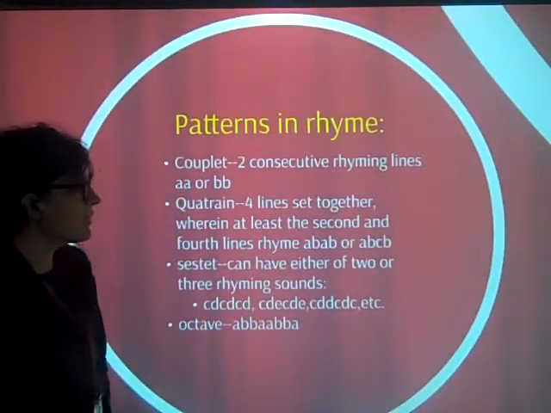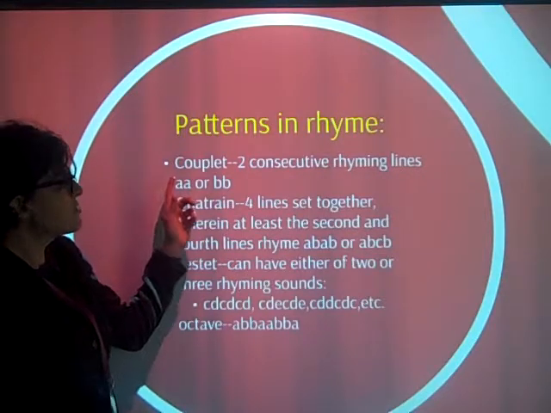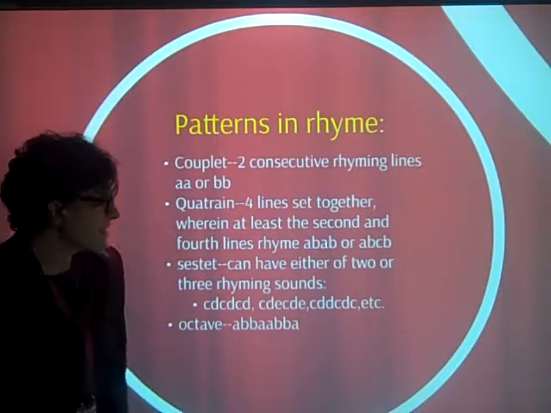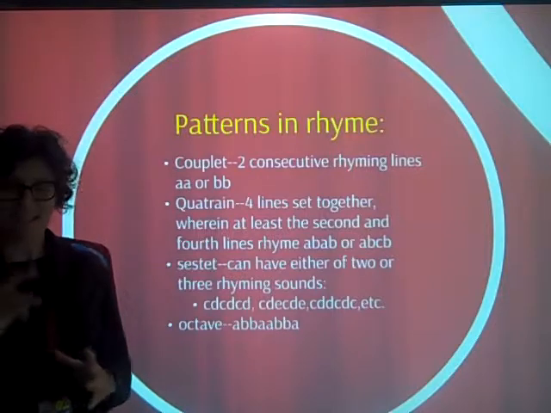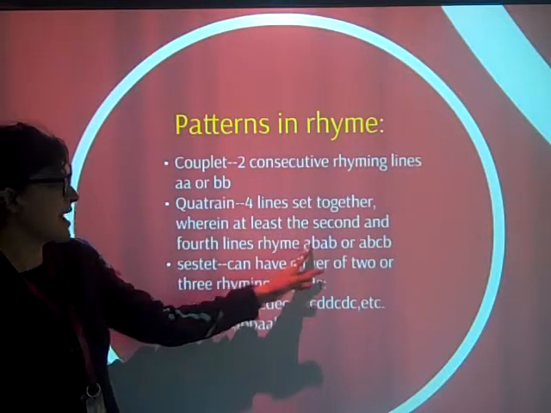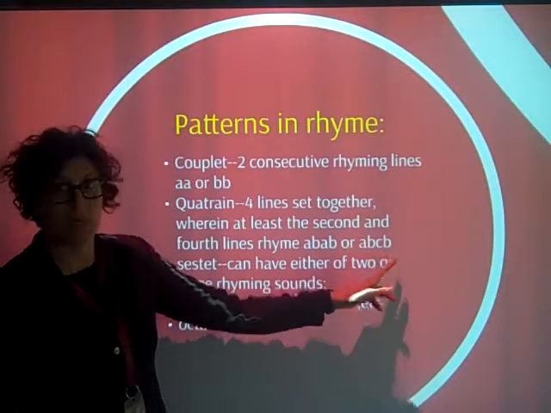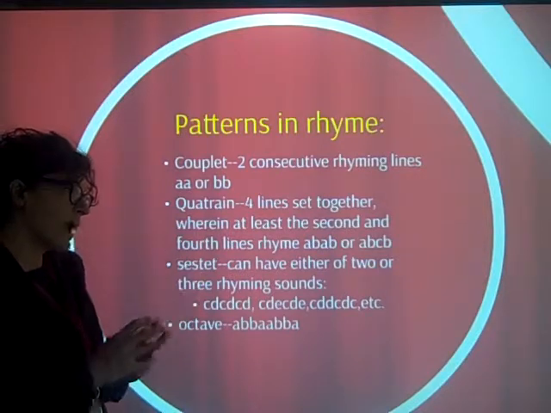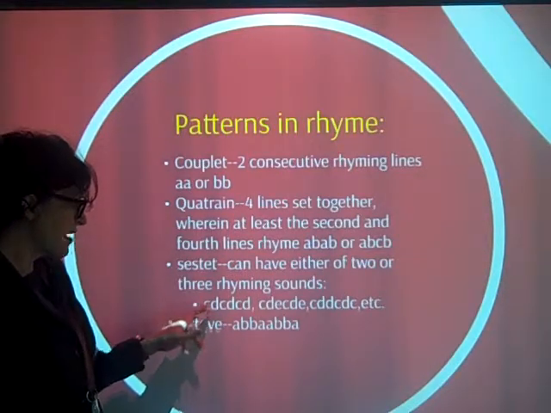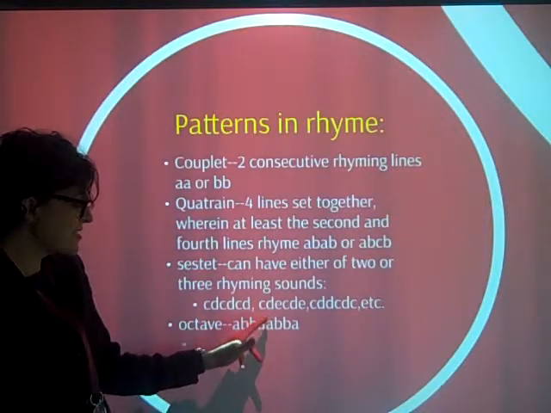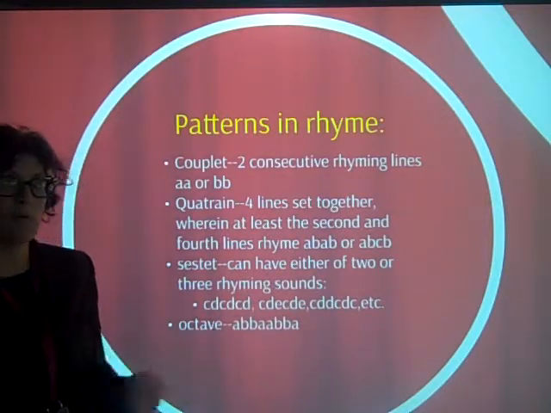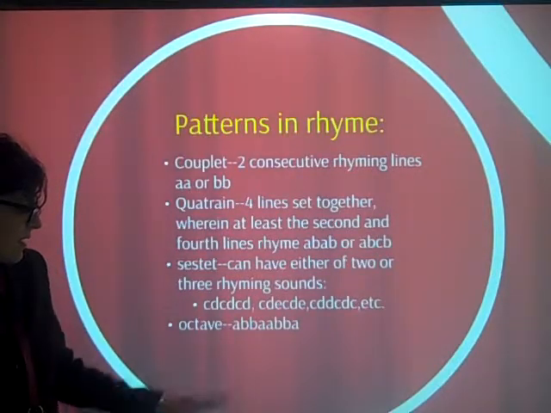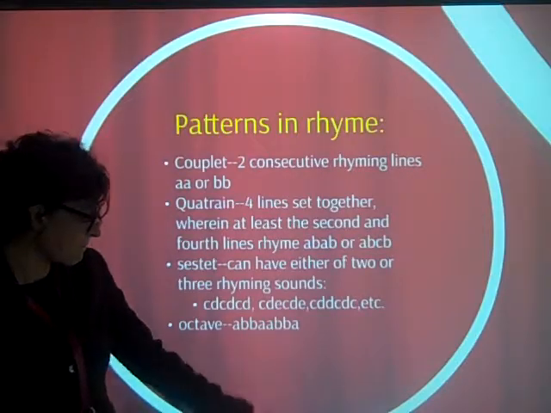There are patterns we'll talk about with structured poetry and rhyme. A couplet is when you have 2 consecutive rhyming lines, such as AA or BB. A quatrain is 4 lines set together where at least the second and the fourth line rhyme. That can be designated ABAB or ABCB. A sestet would be 6 lines together in either patterns of 2 or 3 rhymes. For example, you could have CDCDCD, or you may have CDECDE. It wouldn't be any more than 3 rhymes in a sestet. An octave just involves 2 rhymes, and it's usually written ABBAABBA.